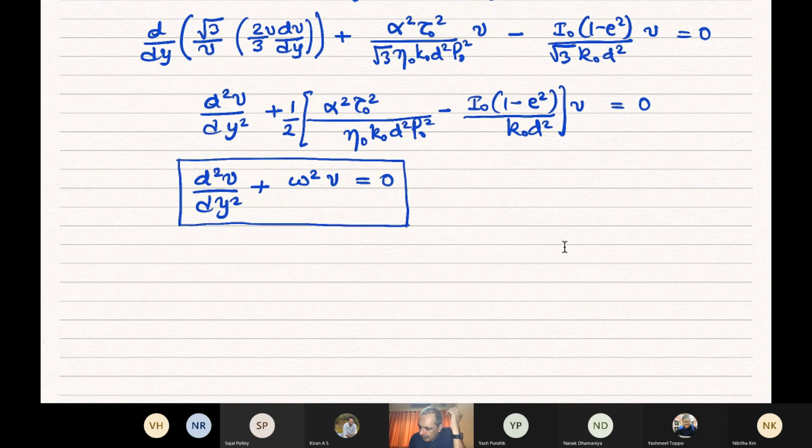And we expect that omega is going to be greater than 0, because the term inside the bracket is always positive. See, this term is the generation term. This generates the temperature, and this is the loss term. So we always want this to be larger than this, otherwise we will not get a steady state. If the loss term is larger than the generation term, then the flow will come to a rest.